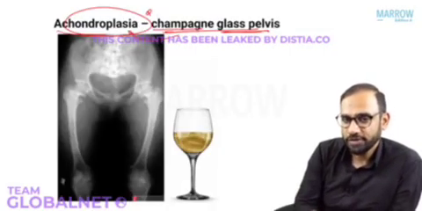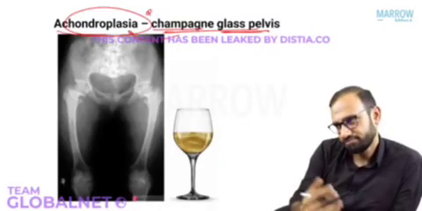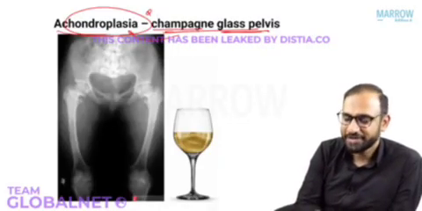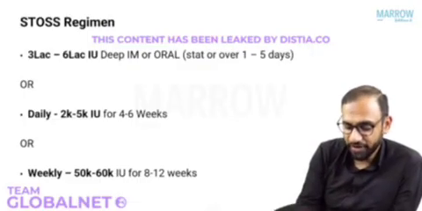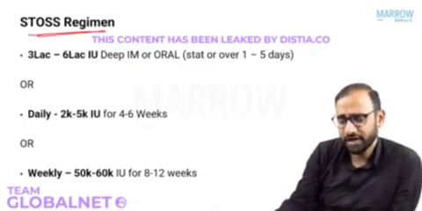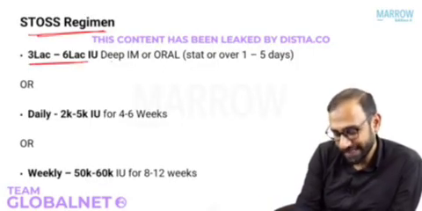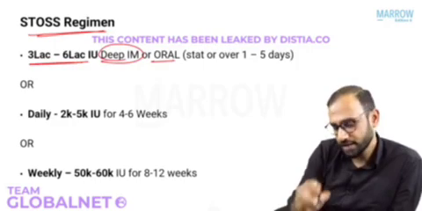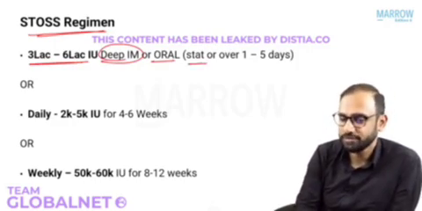Now, how do you treat an osteomalacia patient? Again, give the patient vitamin D. In fact, how do you treat a rickets patient? Give vitamin D. Now comes the treatment of rickets and osteomalacia with specific vitamin D. We have a regimen for it. We call it the STOSS regimen. And there are many ways of giving it. The three popular methods of giving it: 3 to 6 lakh international units, deep intramuscular or oral, a single stat dose. That would suffice to treat a patient with vitamin D deficiency.